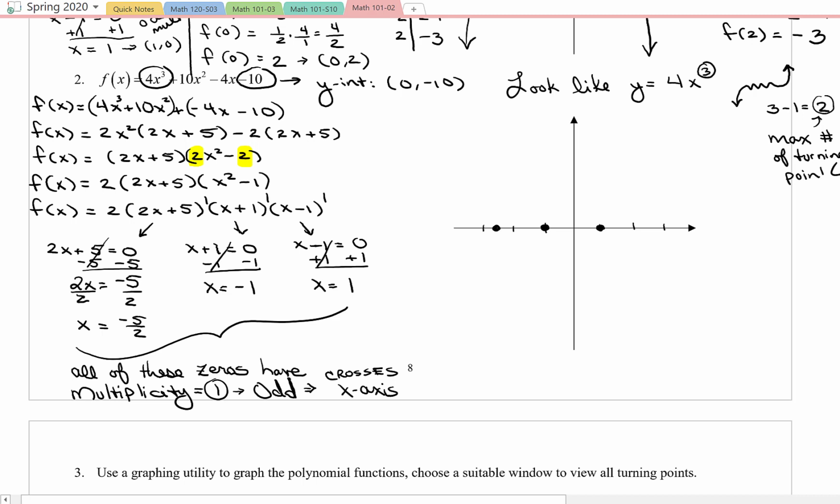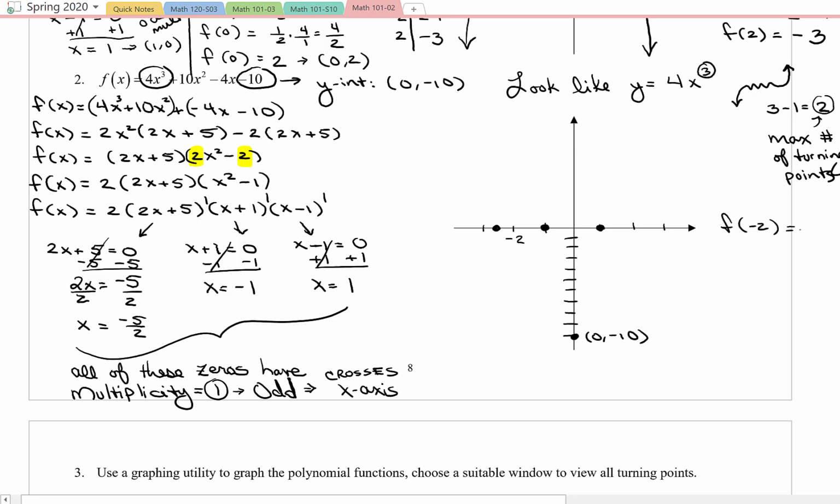But I do know that if I use that little formula, n minus 1, 3 minus 1 is equal to 2, the max number of turning points is 2. So it could look something like this right here. And that's what I'm guessing it's going to look like because I do have 3 x-intercepts. I also know that the y-intercept is at negative 10. So I'm going to put a point here at (0, -10). So that helps me when I'm sketching my graph.